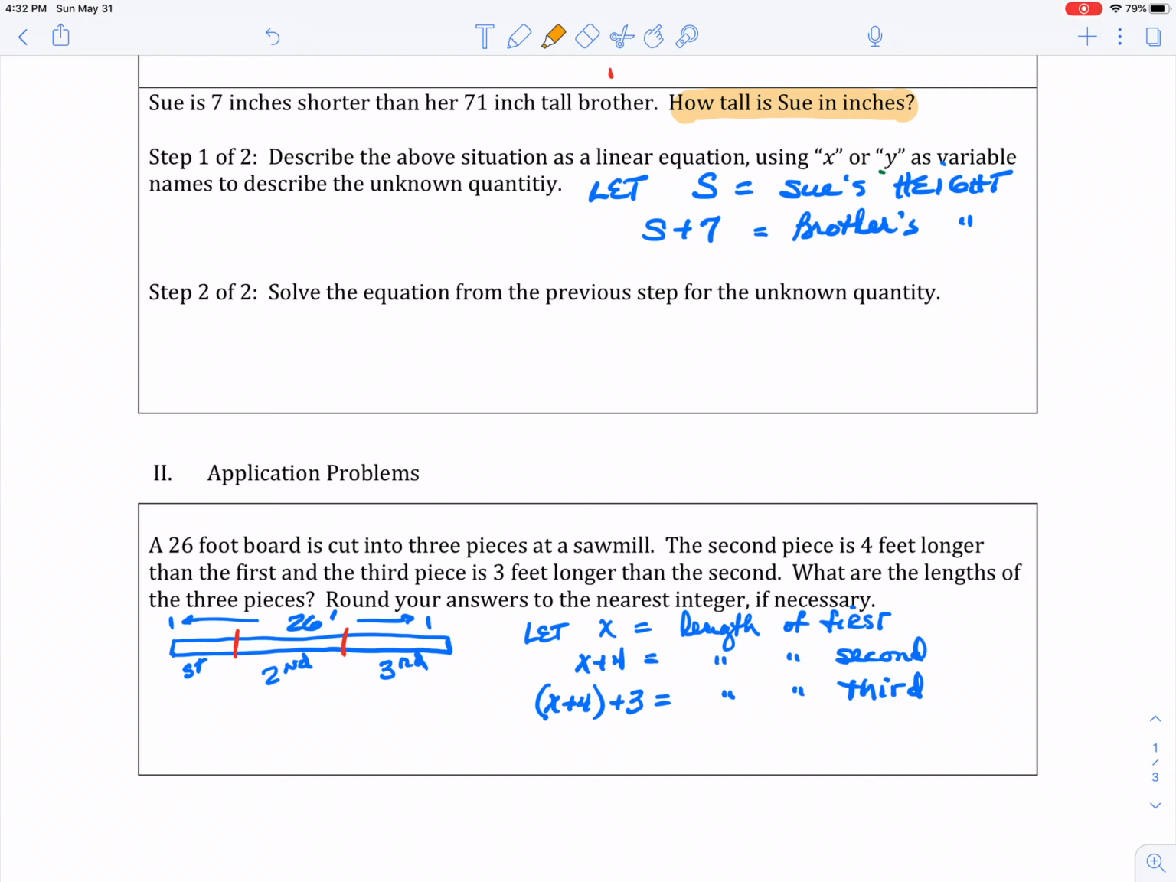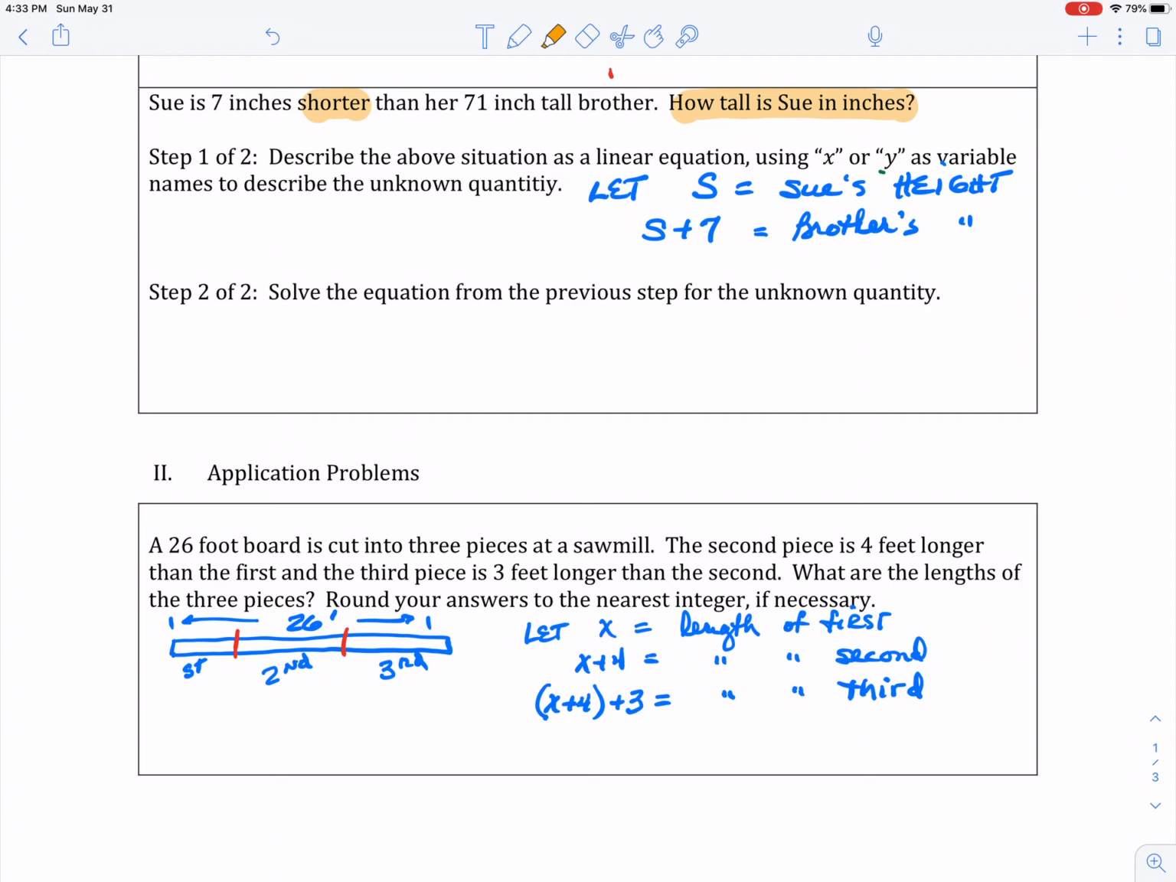Is that right? Let me read that again. Remember I said we have to read them several times. Sue is 7 inches shorter. Careful. She is shorter than her 71-inch tall brother. So I take her height, add 7 to it, and that will represent her brother's height. She is shorter.